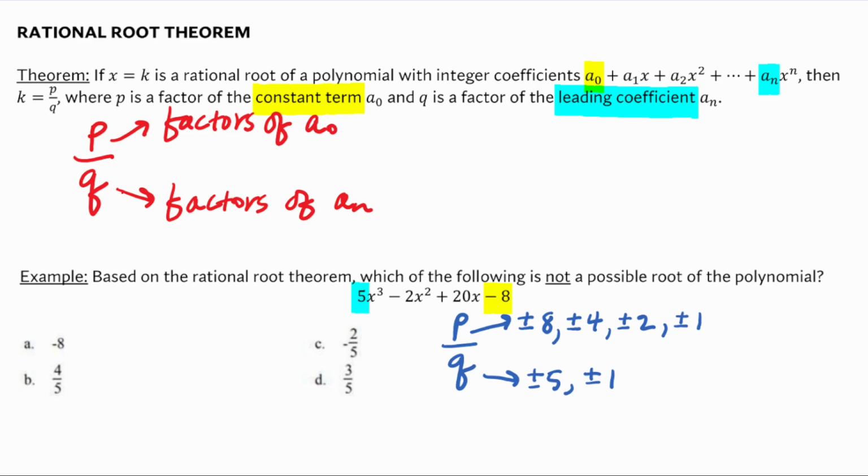So we're not going to be able to eliminate anything based on that, because A has an implied denominator of 1, and B, C, and D all have denominator 5. So we're going to have to look at the numerator. And I'm noticing D here, 3/5 is not going to be a possible root of the polynomial because 3 is not in my list up here. So that's how we would work a problem like that.